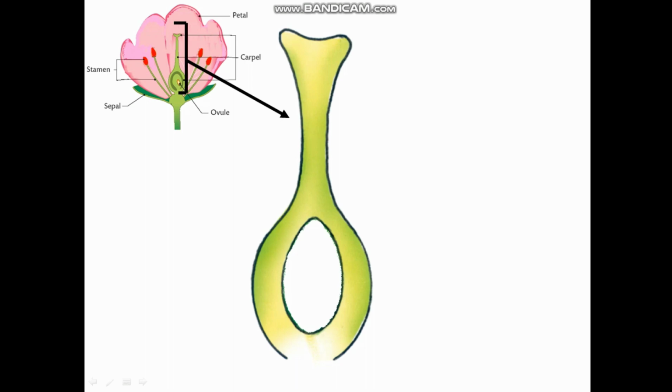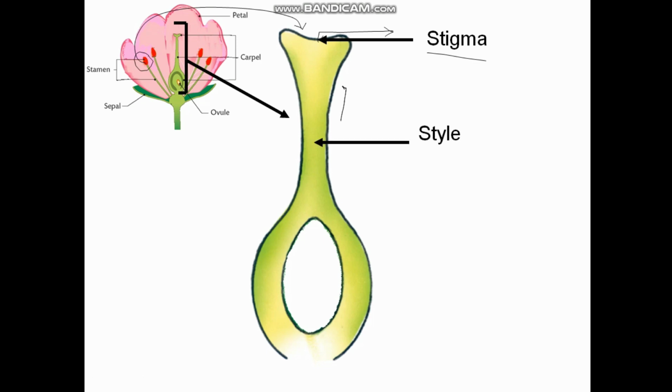Here it is the gynoecium, or the female reproductive organ of a flower, and at the topmost portion there is the stigma. As I told you earlier, pollen will be produced in the anther and it will be transferred to the stigma first. Then this portion of the gynoecium is known as the style, and this is the ovary, and this ovary contains the ovule, which will contain the egg cell.